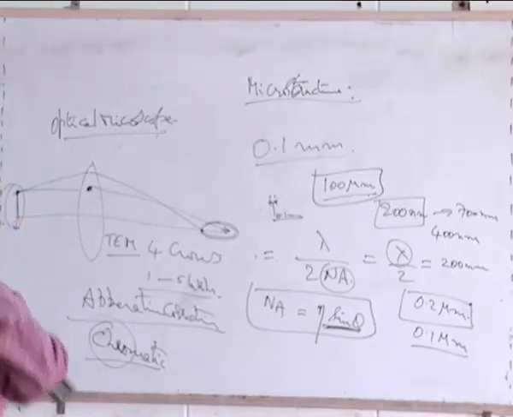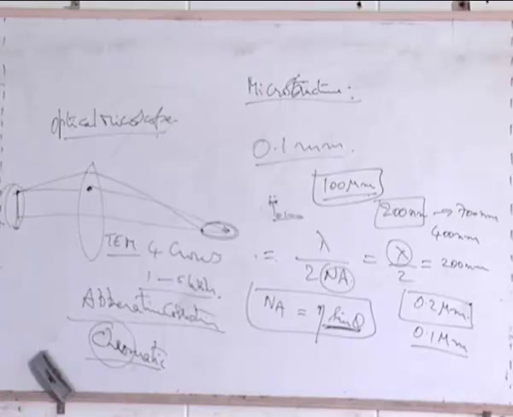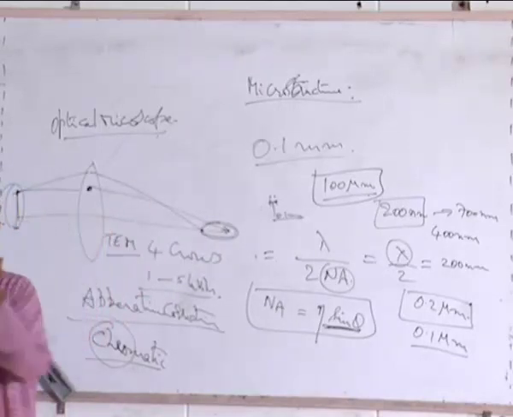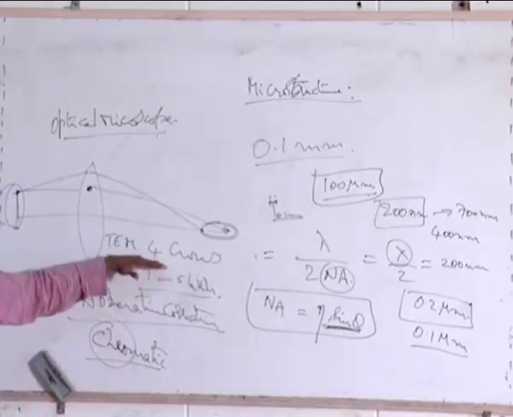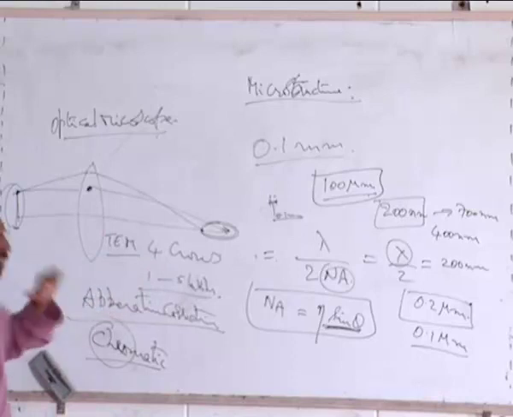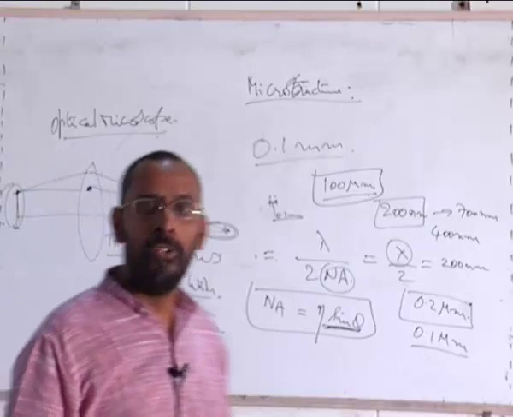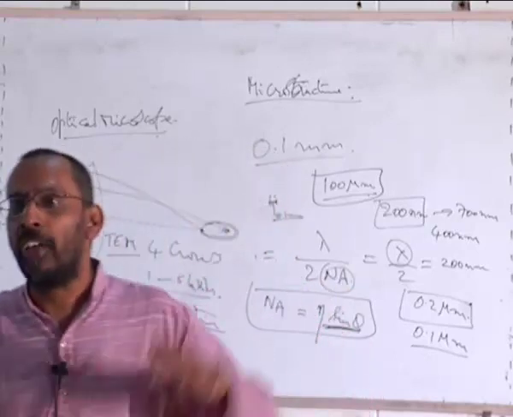That's because my lens is not working properly. If the lens is working properly, it focuses well and shows you a sharp image rather than a blurred image. In an electron microscope, we have what are called aberration corrected electron microscopes. We just recently bought one in our IIT Madras. It cost us 15 crores.